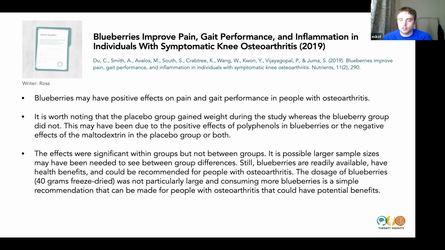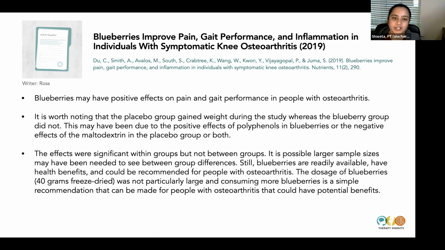In this study, there were some positive effects on pain and gait performance. And this was compared to a placebo, which I believe was some sort of sugar, maltodextrin. So it's possible, since that's pro-inflammatory, theoretically, that might confound your results a little bit. But telling people that they could have some blueberries is probably not going to hurt them for most people. So I thought it was kind of a cool study, that something might be beneficial for people with arthritis.